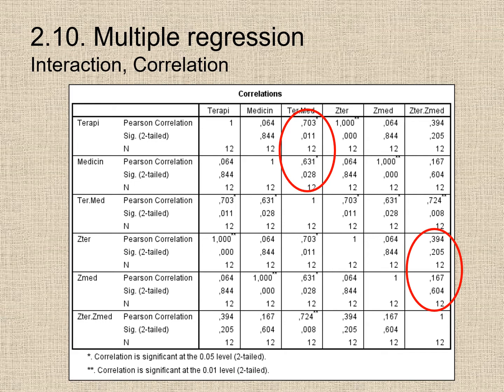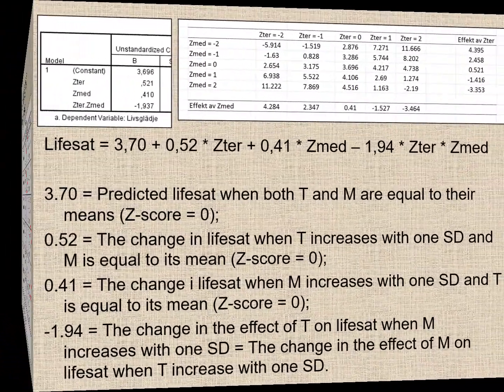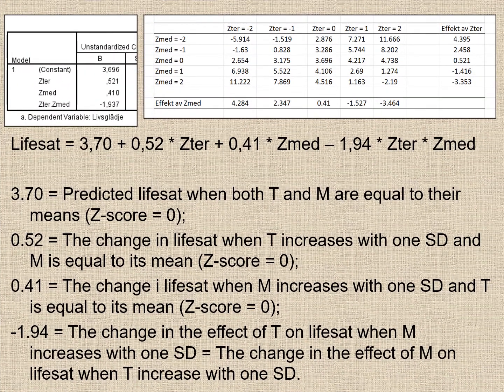So now we see here, for instance, the intercept, 3.7. It's the predicted life satisfaction. There we have it. If both variables are 0, which means that you receive an average level of therapy and an average level of medication.